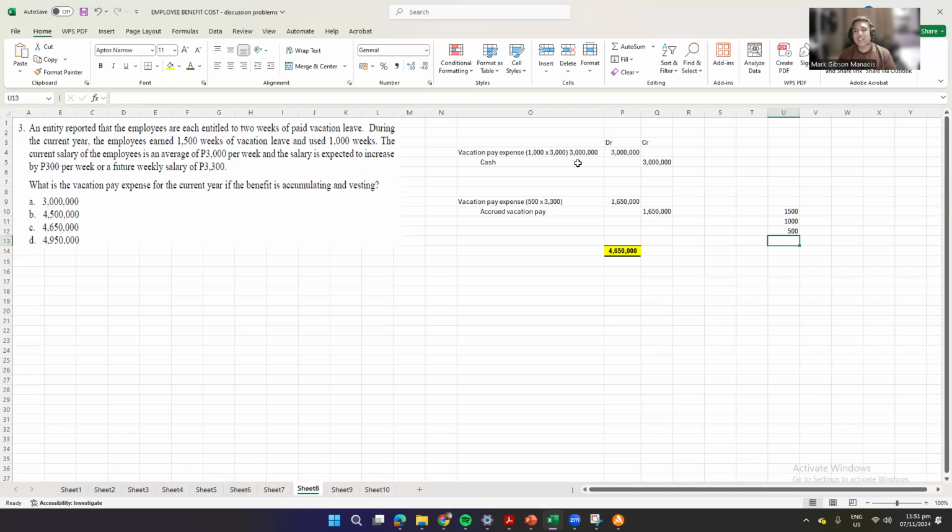So may increase ka. So in this case, may increase sila. So from 3,000 nagiging 3,300. No? So therefore, we have to accrue for that. No? So that's 500 multiplied by 3,300. So therefore, just get the two. That's 3 million plus 1,650,000. So we get 4,650,000. The answer is letter C.